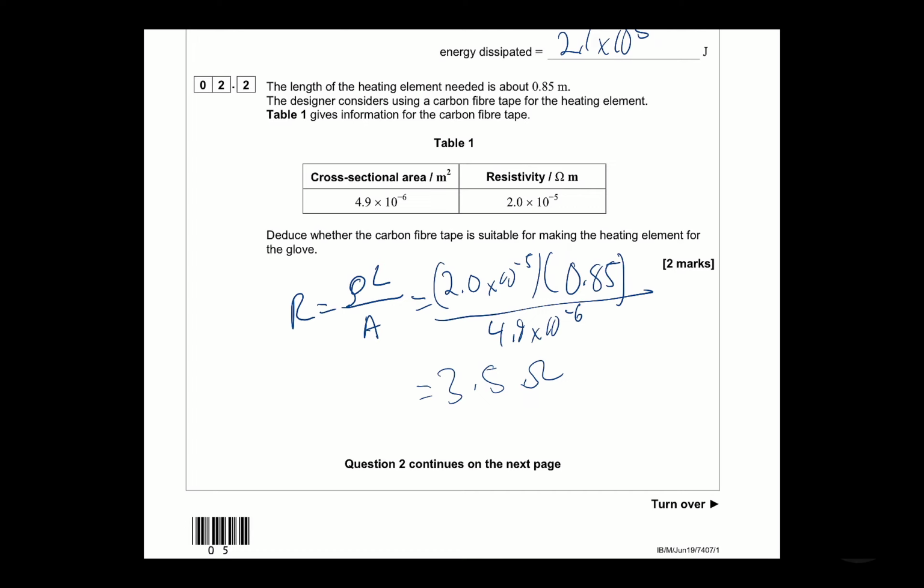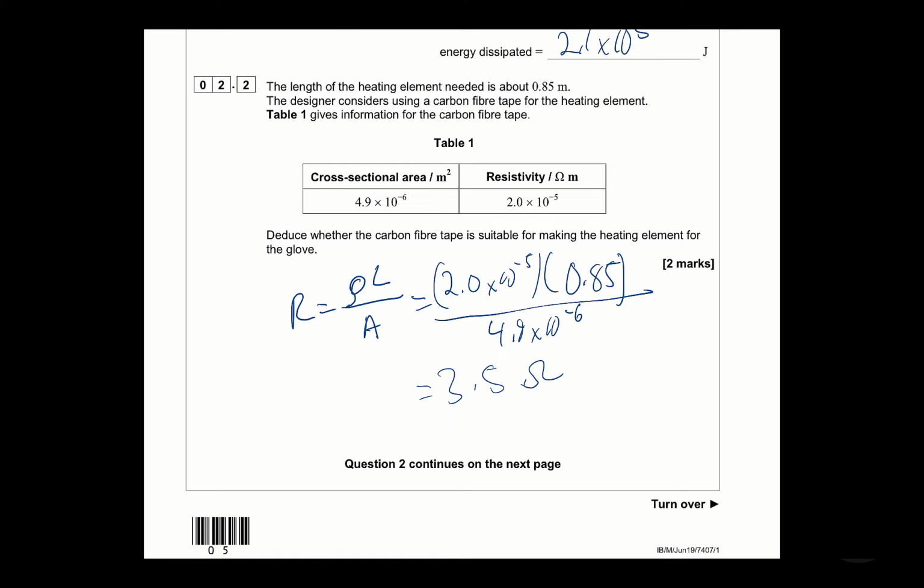It's just whether or not they want you to say that it's okay or not. So if this is your answer, I would accept that you could say, yeah, it's close enough. I would also accept if somebody said no, because you'd want the resistance to be higher so that you don't have more current flowing. As long as your conclusion is reasonable, you'll get a mark.